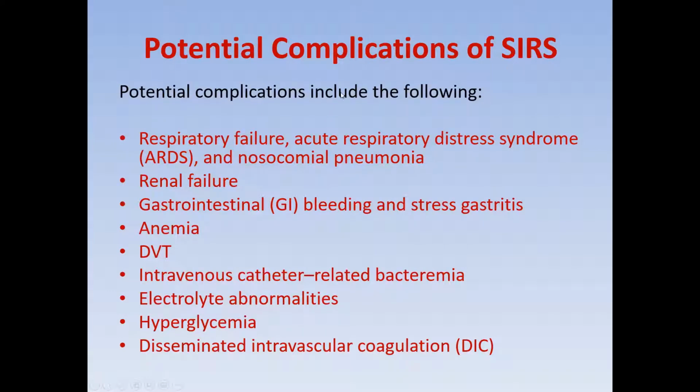Now, potential complications of SIRS include respiratory failure, acute respiratory distress syndrome, renal failure, gastrointestinal bleeding and stress gastritis, anemia. Why should anemia occur? Anybody? Bone marrow suppression, but this is on the long term. If it is acute, okay, we'll talk about it later. Deep venous thrombosis, intravenous catheter-related bacteremia, electrolyte abnormalities, hyperglycemia, which can be due to insulin resistance, and disseminated, of course, intravascular coagulation.